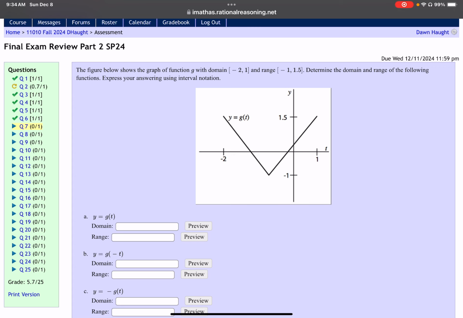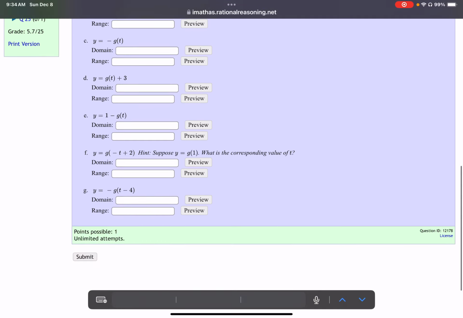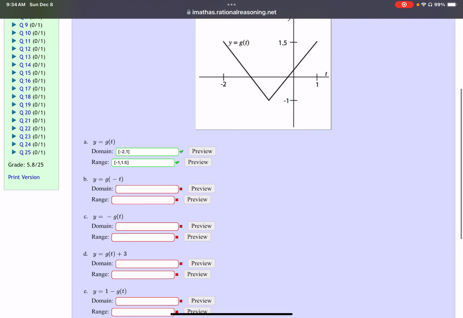Now, A is just a repetition. Keep the brackets on it. So -2 comma 1, they gave us as our domain. And -1 comma 1.5, they gave as our range. So let's just check, make sure we got it. Okay.